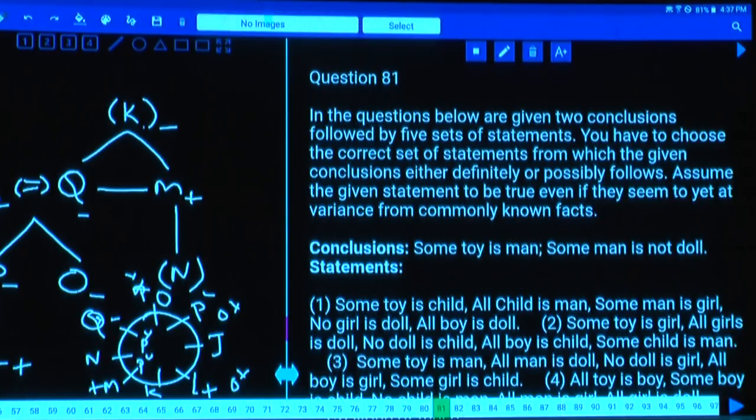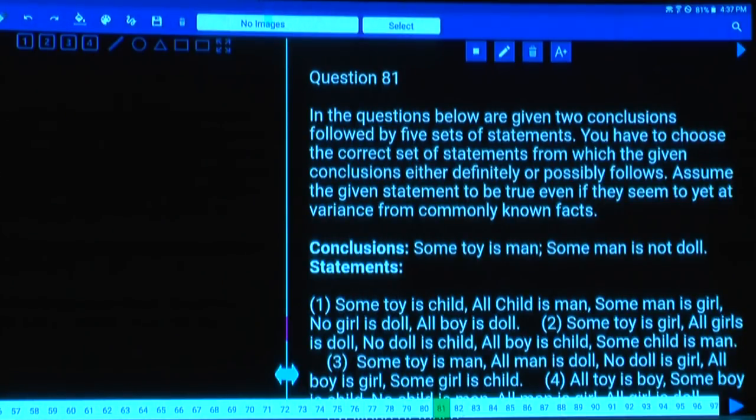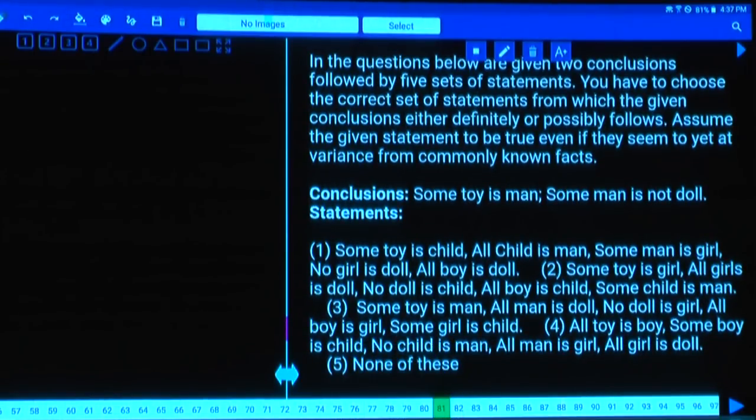For the last 4 days we are discussing only these types of questions, isn't it? Reverse syllogisms. Now some toy is man, some man is not doll. It is a negative conclusion. In order to have a negative conclusion, we should have a negative statement. A negative conclusion cannot be derived from all affirmative statements. Hence, to derive a negative conclusion, we should have at least one negative statement.